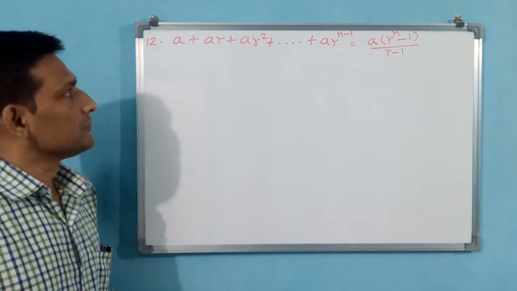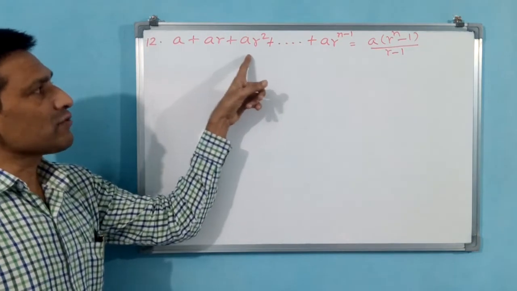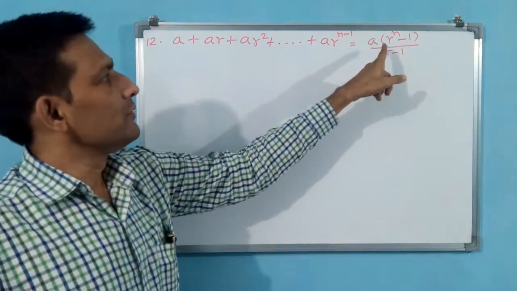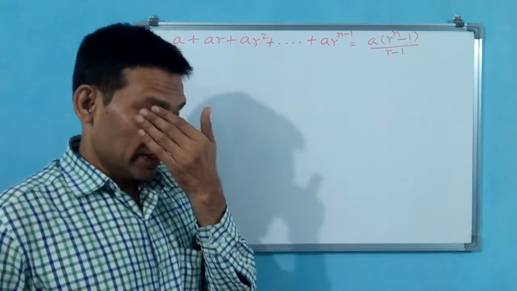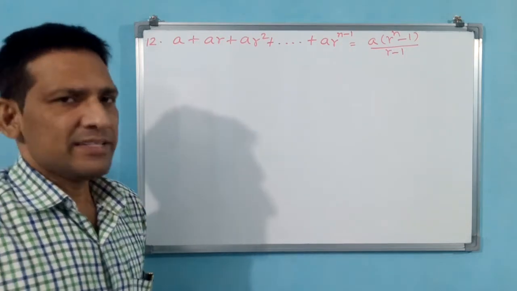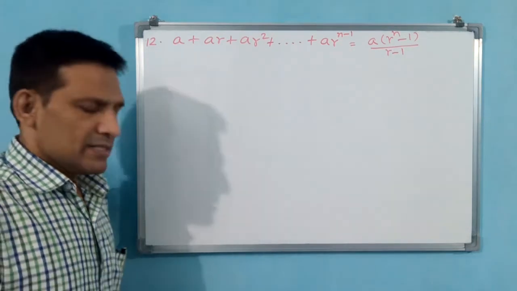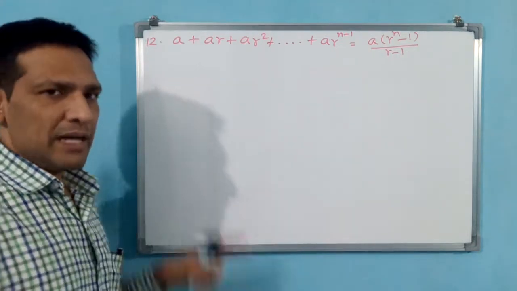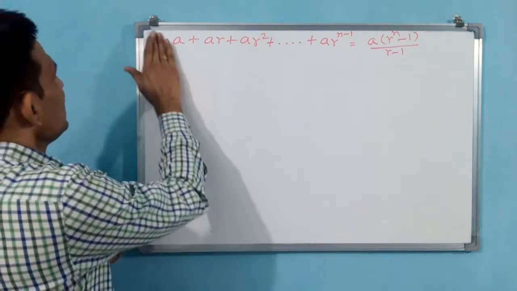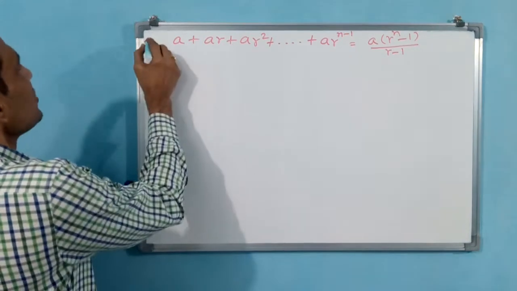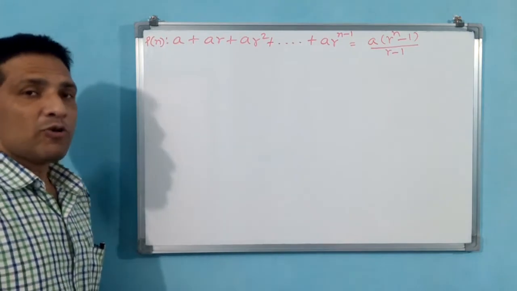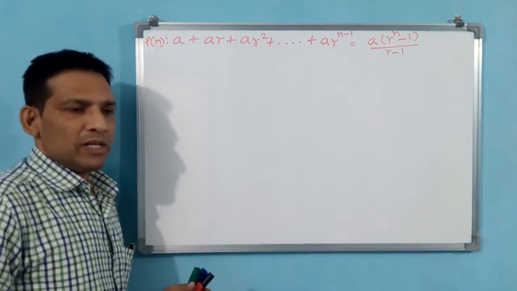The 12th question. A plus AR plus AR square plus dash dash dash A into R power n minus 1 is equal to A into R power n minus 1 by R minus 1. This you have to prove by principle of mathematical induction. N belongs to capital N, they have given. First step over, we did not write again. Second step, this has to be taken as Pn. I am taking this as Pn by writing again. You see, Pn, proposition n. Now we don't require problem number, but we have got proposition. This Pn we have to prove. Okay, 2 steps are over.